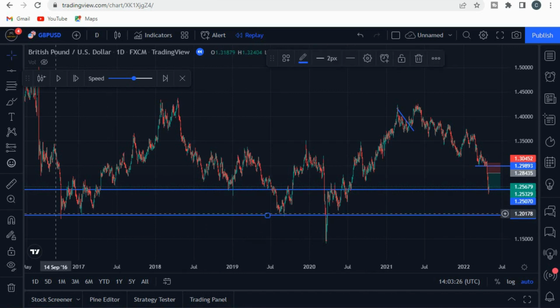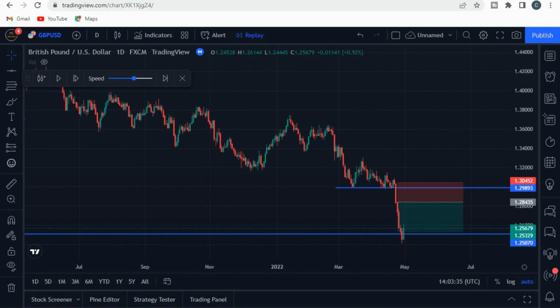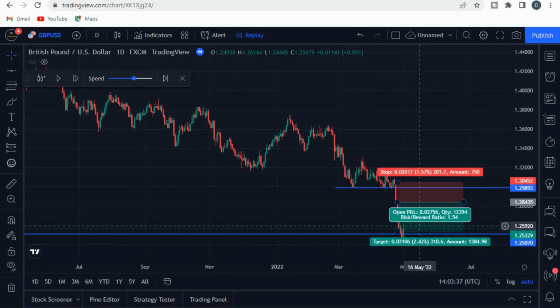You can see this is 1, 2, 3, 4. This is 4 reversals at this level. So let us zoom in and see what the market does at this area. Now you can extend your trade.